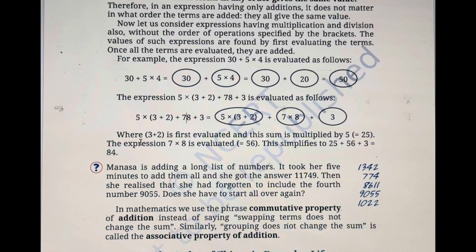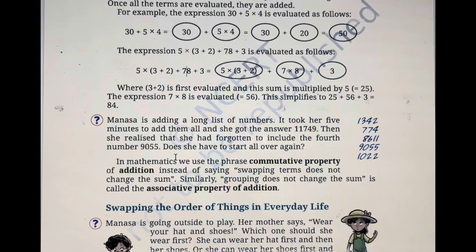Right? Now, when 3 plus 2 is added, it is first evaluated. So you get 5. So 5 5s are 25, since it is multiplied by 5. Then this other term is evaluated. So 7 8s are 56. So now this gives you 25, 7 into 8 gives you 56, and then you add 3. So then it is simple. 25 plus 56 plus 3 gives you 84. So what is most important here is that you need to identify the terms.